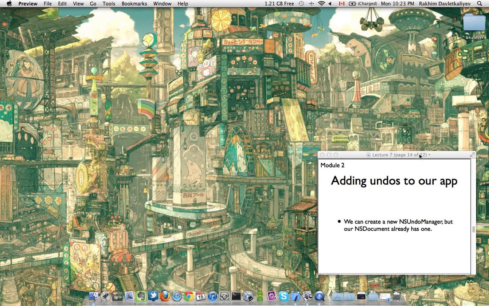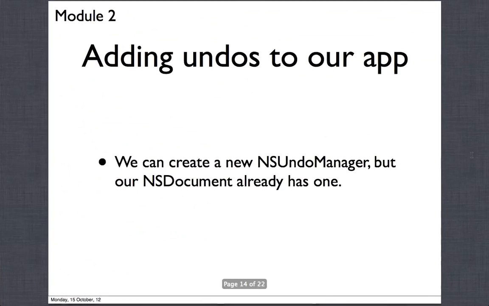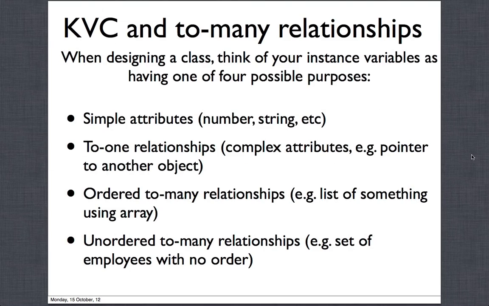Welcome back. This is module 2 of lecture 7, and this is where we will use the information we just got and implement undo and redo in our application. So you usually have to create a new NSUndoManager, but since we created a document-based application last time, we already have an undo manager in NSDocument, so we'll just take advantage of that.